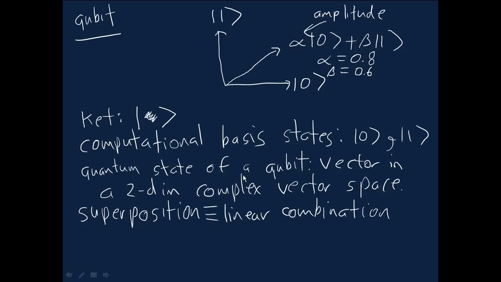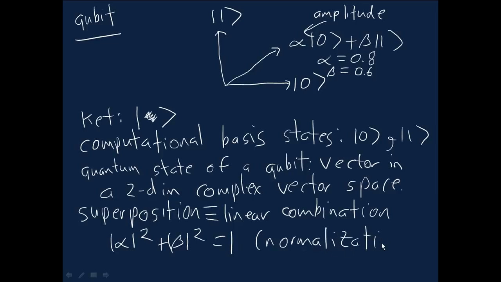I said before that the quantum state of a qubit is a vector in a two-dimensional complex vector space. Actually, it can't be any old vector. There's a constraint imposed: the sum of the squares of the absolute values of those amplitudes must be equal to 1. This is often called the normalization constraint. If you think of the state 0 and the state 1 as orthonormal vectors, then this is just the constraint that the length of the state vector be equal to 1. So it's a unit vector, or a normalized vector, and that's why it's called the normalization constraint.